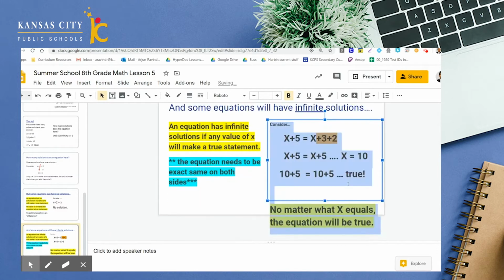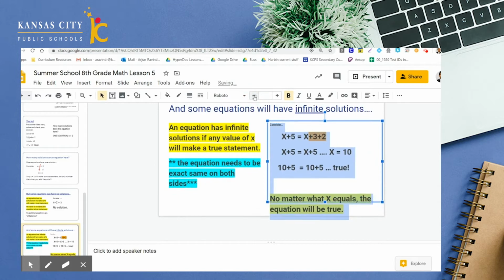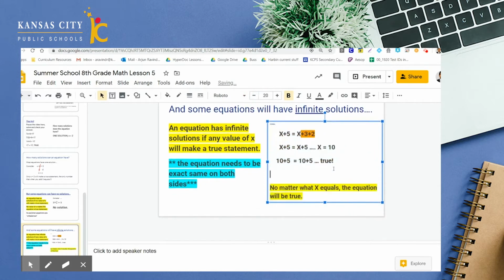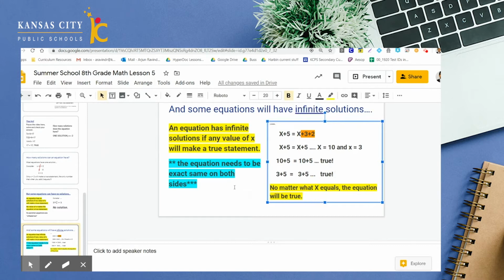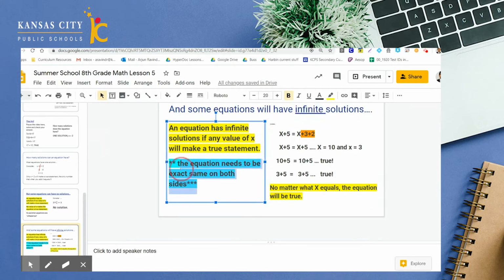Let's try another one. Instead of 10, let's try 3. 3 plus 5 equals 3 plus 5. Is that true? Yes, that's true. So both x equals 10 and x equals 3 work. Well, any number will work. That's why we say it has infinite solutions. No matter what x equals, the equation will be true because the equation is the exact same on both sides.